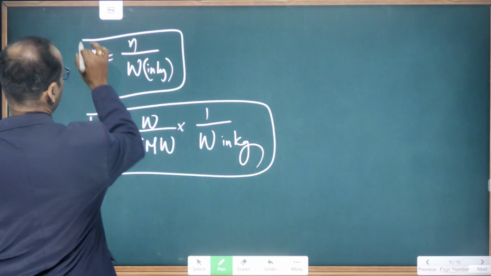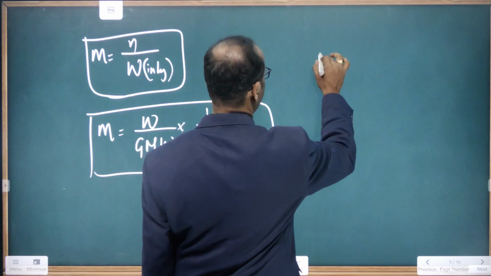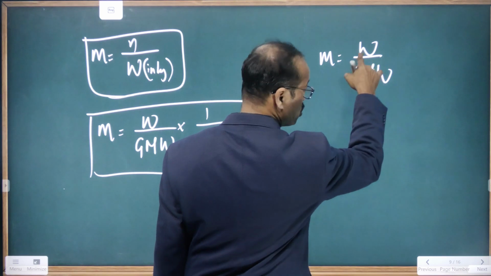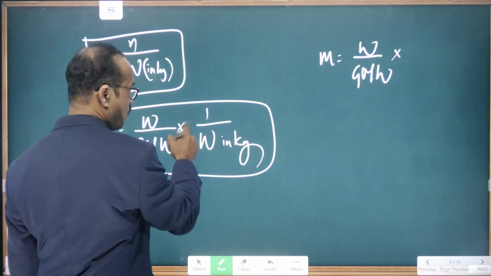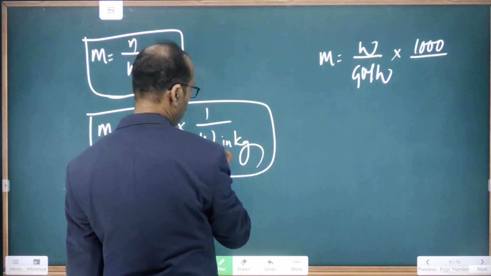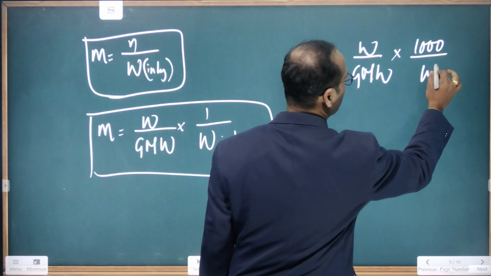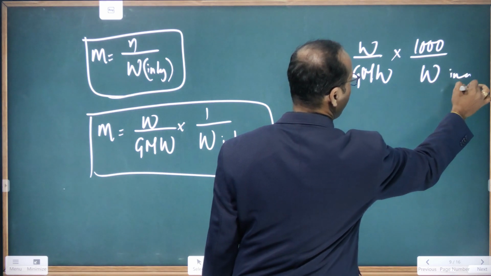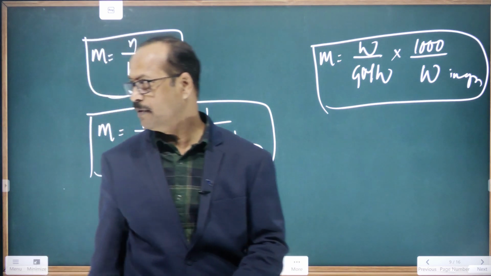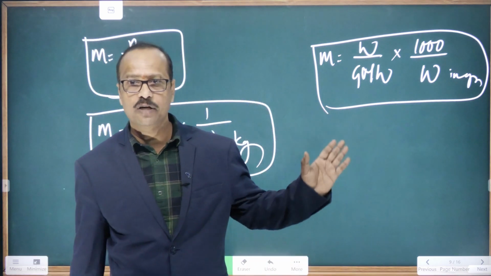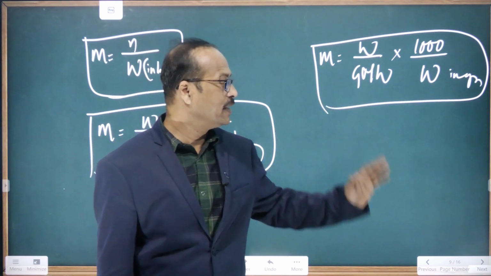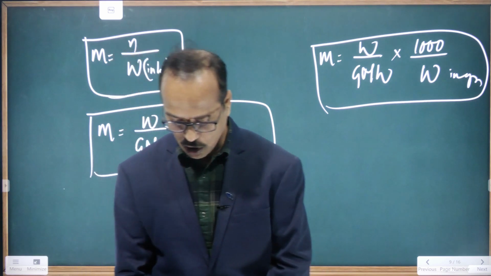Then what does the third formula become? m is equal to weight by gram molecular weight of solute into, instead of 1, we write 1000, divided by the weight of solvent in grams. So this is the other formula. That's the main difference: in molarity we take volume, and in molality we take the weight of the solvent.